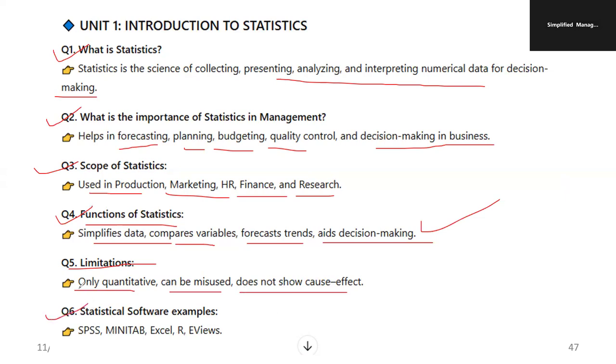What are the important statistical tools for doing different types of projects and analysis? They are SPSS, Minitab, Excel, R programming, and EViews. So, these are the few important questions from module one.